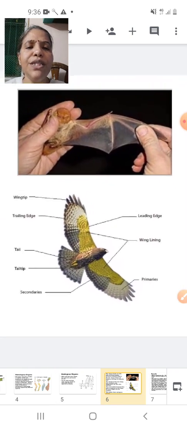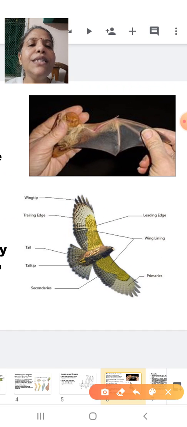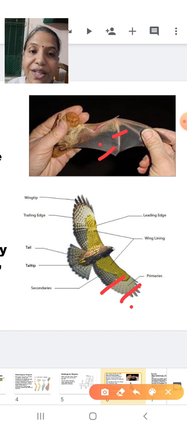Now here, students, you can see this is the patagium, that is the wing of a bat. As I told you, it is made up of skin. And you can see these are the wings of the birds, which are covered by feathers. So here it is of different origin. They do not have a common ancestor. They have a different ancestor here.